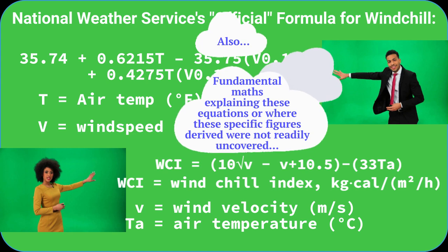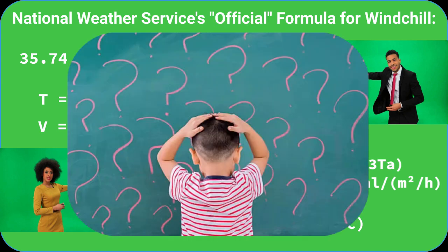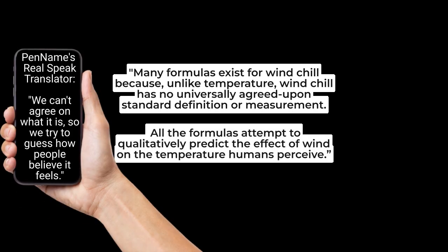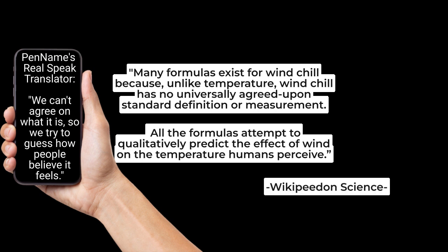And TA equals air temperature in degrees Celsius. I see. Wikipedia states that many formulas exist for wind chill because, unlike temperature, wind chill has no universally agreed upon standard definition or measurement. All the formulas attempt to qualitatively predict the effect of wind on the temperature humans perceive. So, we're still guessing. We're still collecting data on this one.